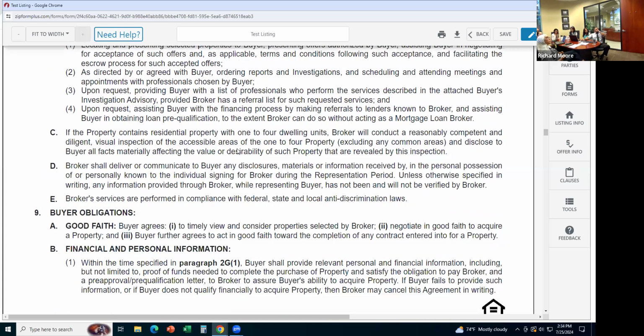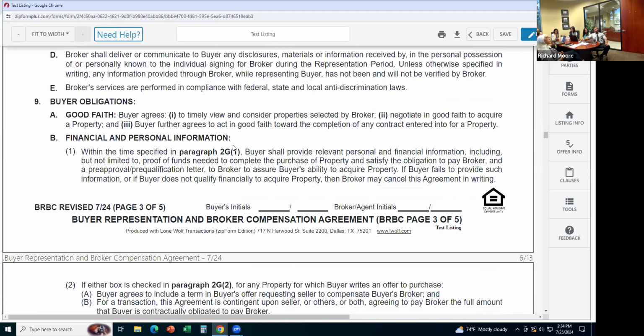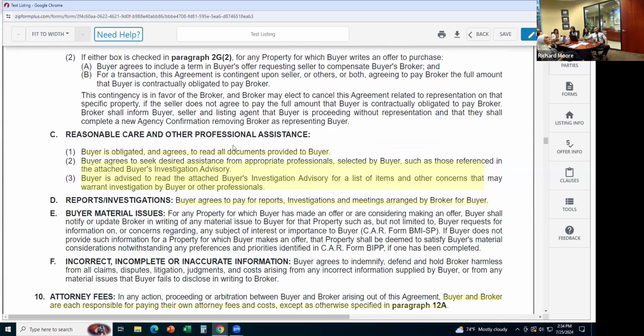Buyer's duties, obligations. Okay, so I highlighted these sections because I thought they were interesting too. Reasonable care and other professional assistance. A buyer is obligated and agrees to read all documents provided to buyer. I love that. And I found it in a few other places, but buyer is obligated and agrees to read all documents provided to buyer. So in your situation, Rima, your buyer can't say, I didn't read the reports. She's obligated to read everything, right?